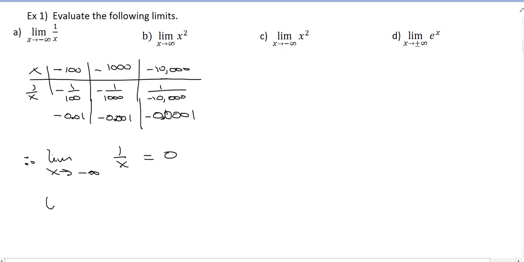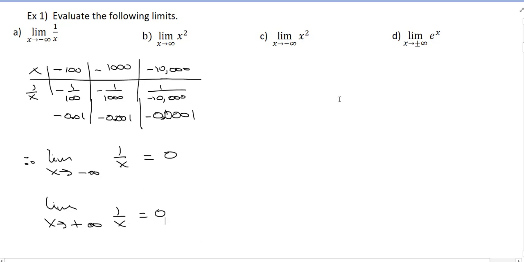And we can do the same thing as, let me add in here, the limit as x goes to positive infinity of 1 over x is also going to be 0. Just get rid of the negatives and we are doing the same math. So as x gets arbitrarily large, our function 1 over x goes to 0.